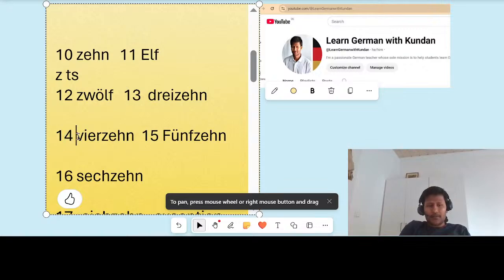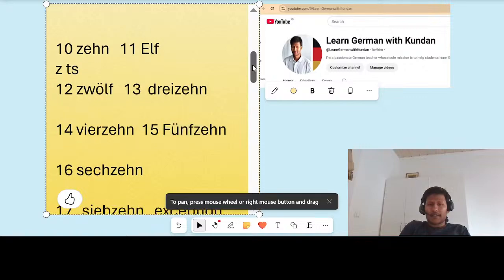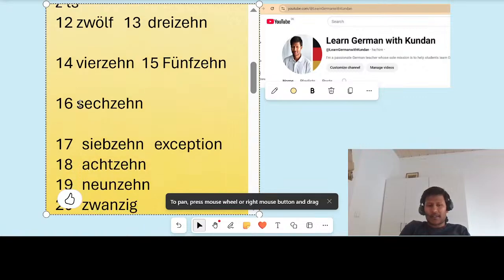So in 14, the first part is vier. You are able to see what I'm showing here, right? So this is vierzehn, 14. First vier and then zehn, vierzehn, and then fünfzehn, right, fünfzehn, and then 16, for the unit place is sechs, right? So we say sechzehn, and then 17. Sieben, we don't say siebenzehn, okay? We say siebzehn. Okay, this is the exception. You have to remember siebzehn, and I have already written exception.